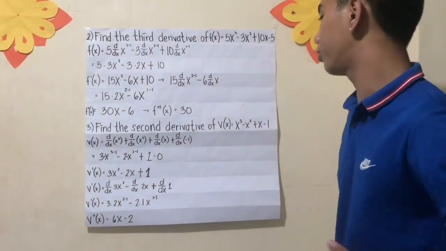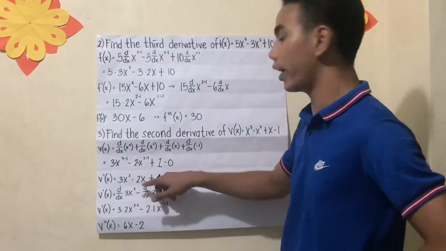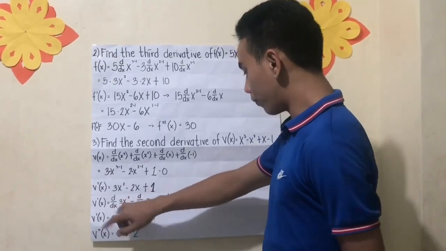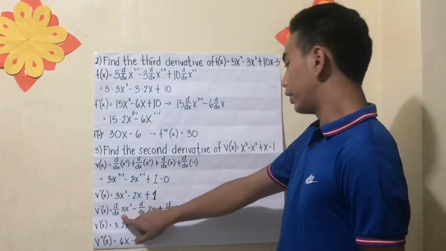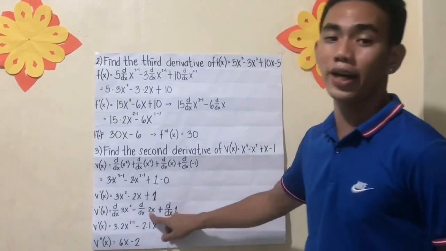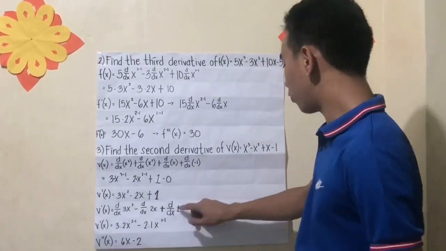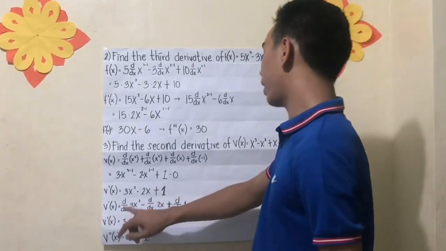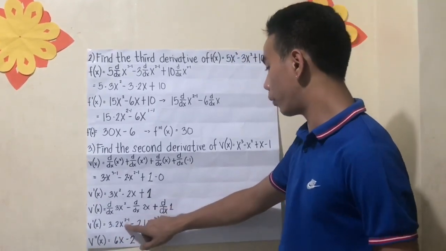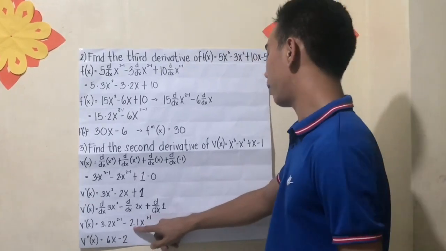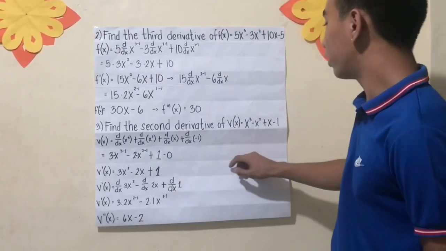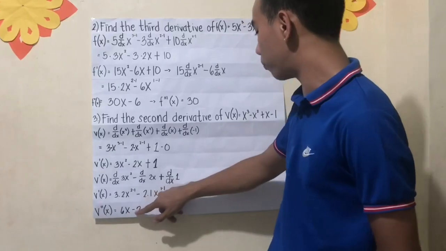The first derivative is 3x squared minus 2x plus 1. After that, f prime of x equals d over the derivative of 3x squared minus d over the derivative of 2x plus d over the derivative of 1. After that, f double prime of x equals 3 times 2x raised to 2 minus 1 minus 2 times 1x raised to 1 minus 1, and the second derivative is 6x minus 2.